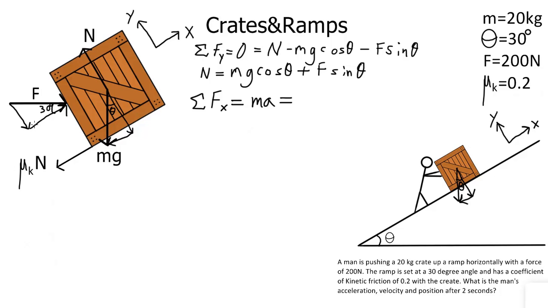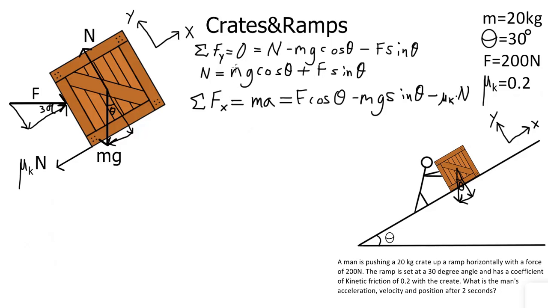So we have F cosine theta, that's in the positive direction. And then we have our x component of our weight, which is going to be in the negative direction, which is going to be mg. And then it's going to be sine of theta, because it's the opposite side. And then we're going to have our friction force involved, which is just mu k times N. And then we found out what N was earlier.